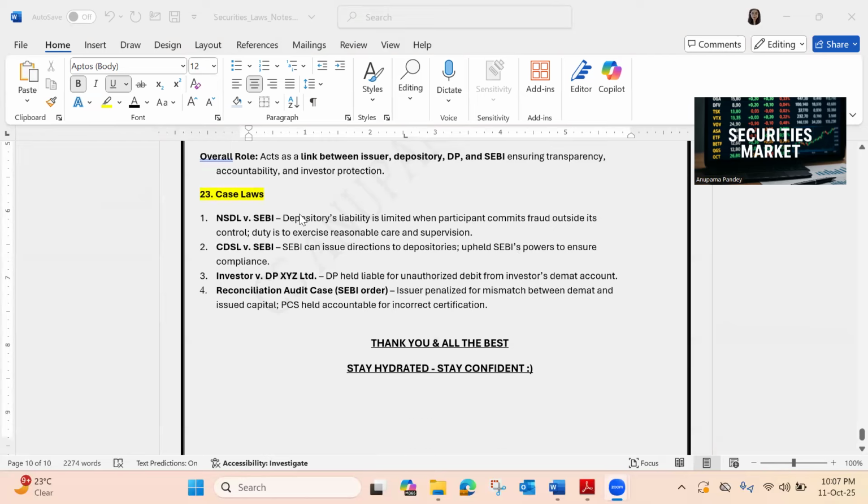So here are the few case laws. इनका जिस्ट मैंने आपको दिया हुआ है. You can give it a detailed read from the module, and gist is provided in here.